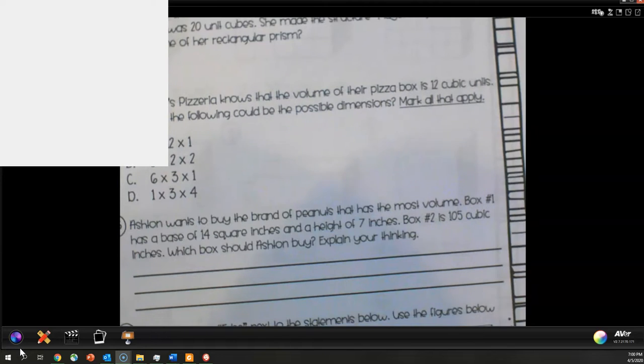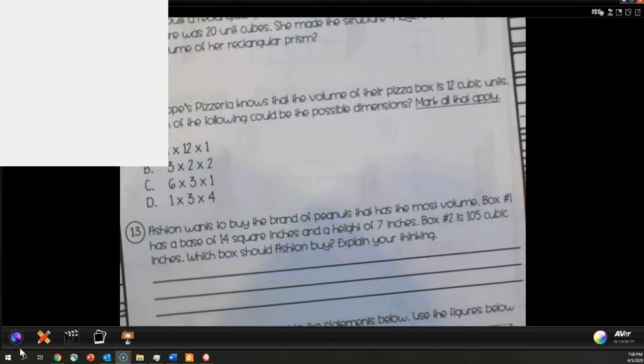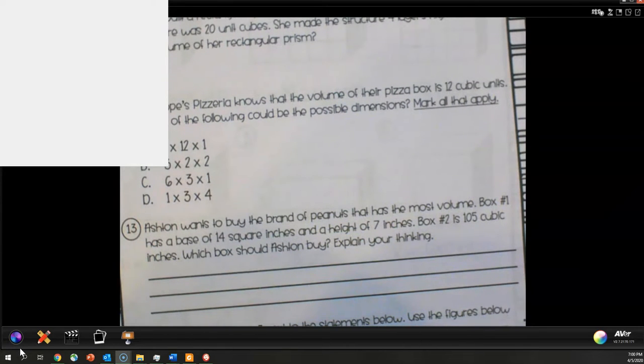On number 13, they talk about a boy named Ashton. He wants to buy the brand of peanuts that has the most volume. Box 1 has a base of 14 square inches and a height of 7 inches. Box 2 is 105 cubic inches. So box 2, they already give you the cubic volume of the box. But on this one, they don't tell you the length and the width, just something called the base and the height.